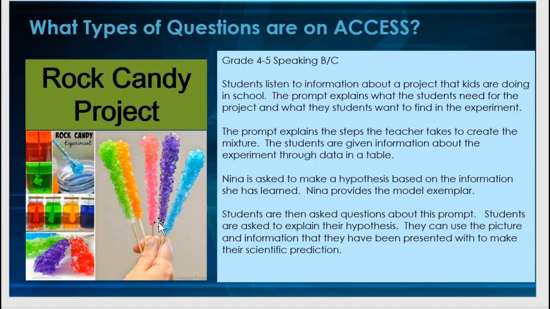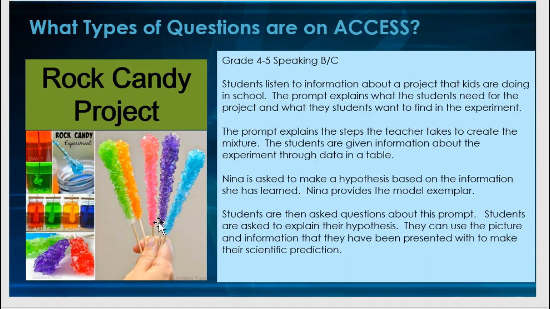Students are going to listen to information about a project that kids are doing in school. The prompt will explain what the students need for the project and what the students want to find out in the experiment. The prompt will also explain the steps that the teacher takes to create the mixture, and then the students are presented with information about the experiment through data in a table. Nina, our model exemplar student, will be asked to make a hypothesis based on the information that she has learned. She will provide the model exemplar for what a speaking response should look like, and then students will be asked additional questions about the prompt.